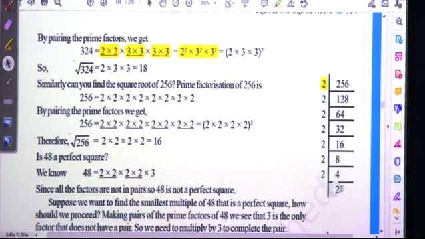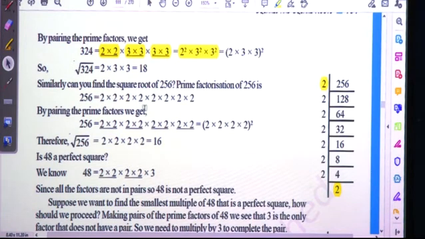and this value also. All these 2s we are counting. It is coming 8 times. So, by pairing the prime factors, now we have it has been already mentioned here, 256 is equal to 2 into 2 into 2, 8 times: 1, 2, 3, 4, 5, 6, 7, 8, whatever we have counted, the same we have written it here.